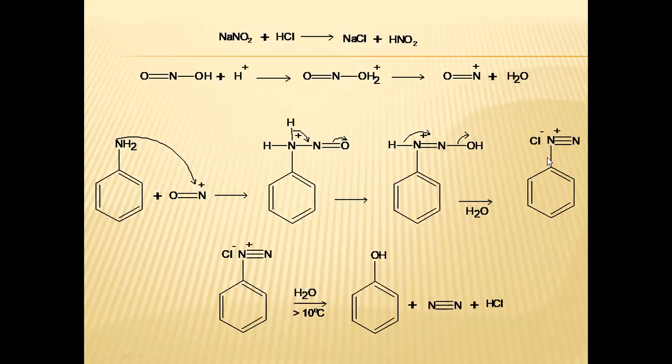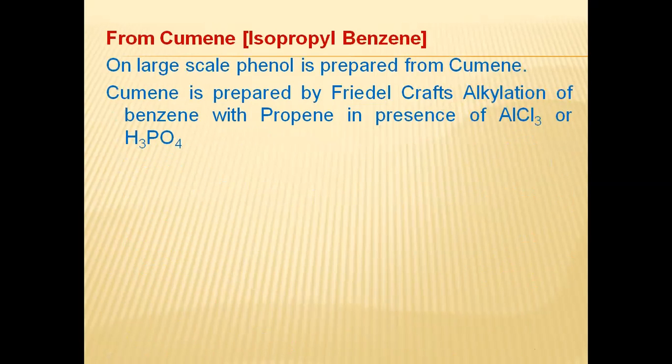If you go above 5 degrees centigrade, it reacts with water and is converted to the phenol, and N2 is liberated as N2 gas, and Cl minus reacts with H plus and forms hydrochloric acid. So this is one of the preparations for the phenol.